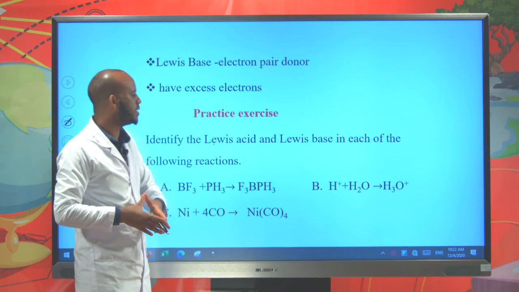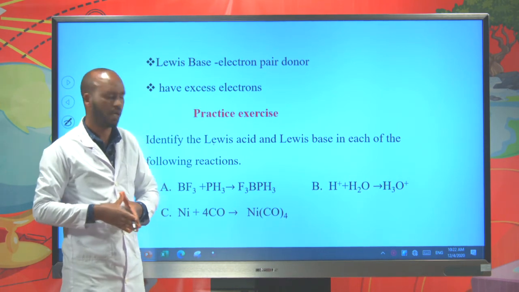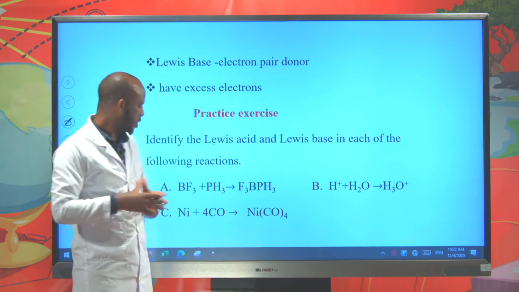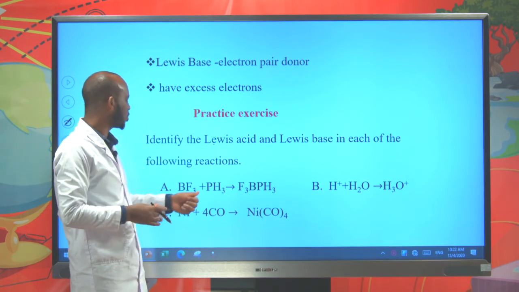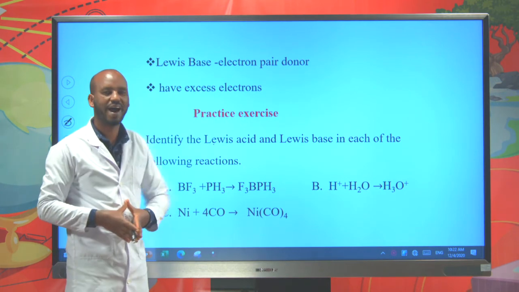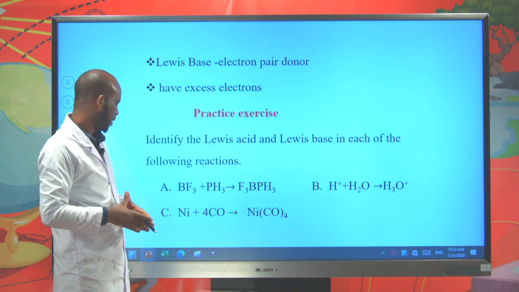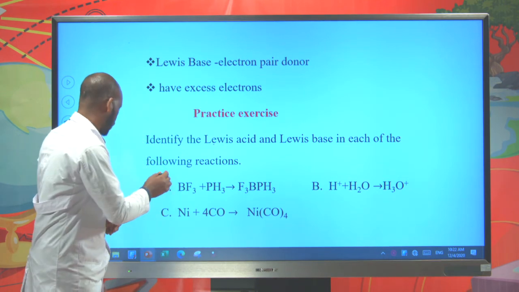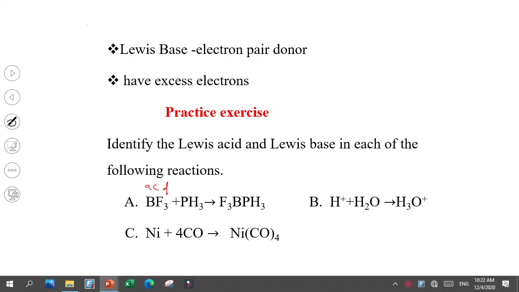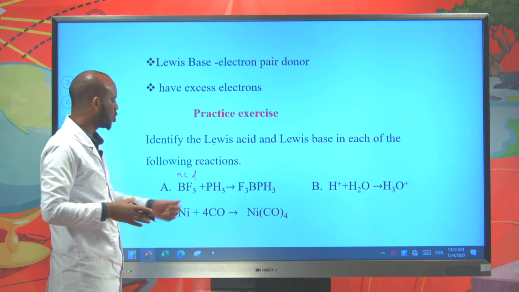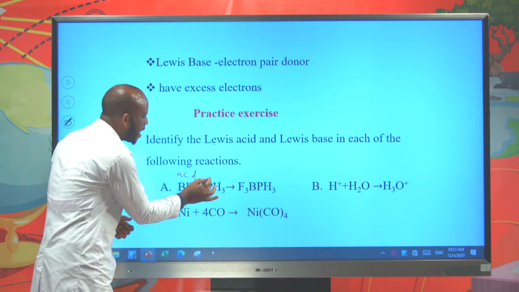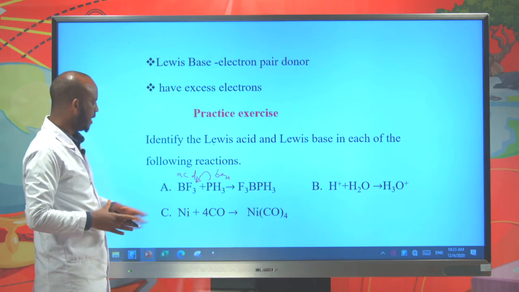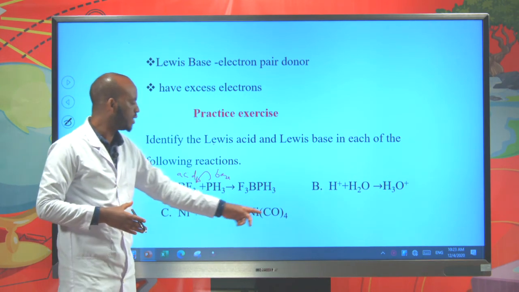Identify the Lewis acid and Lewis base in each of the following reactions. A, BF3 plus PH3 gives this compound. Which substance acts as a Lewis acid, and which acts as a Lewis base? BF3 acts as a Lewis acid. This is a compound with a central atom with fewer than 8 electrons, so it is an acid. PH3 is a Lewis base because there is a lone pair of electrons on the central atom. Phosphorus can donate a pair of electrons to this. It is a base.